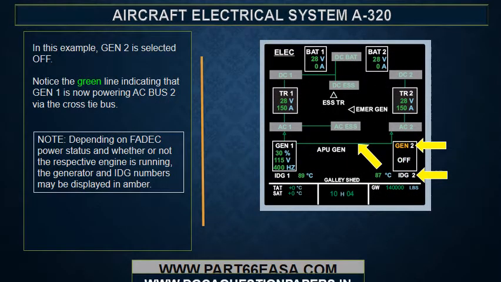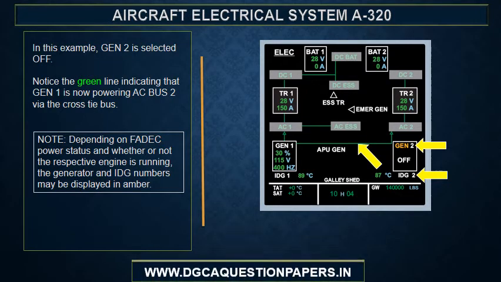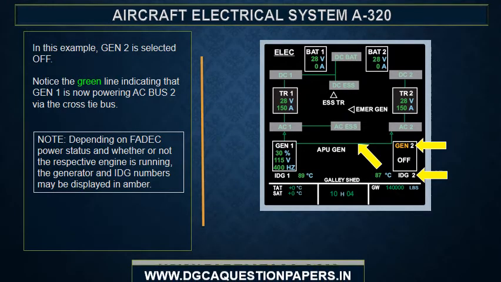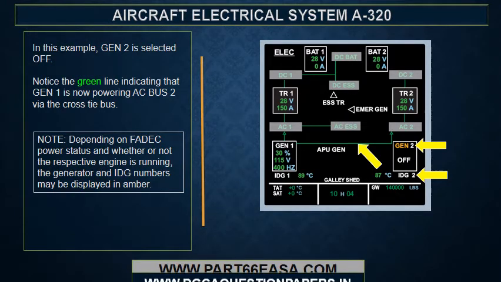In this example, Gen 2 is selected off. Notice the green line indicating that Gen 1 is now powering AC Bus 2 via the cross-tie bus. Note, depending on FADEC power status and whether or not the respective engine is running, the generator and IDG numbers may be displayed in amber.